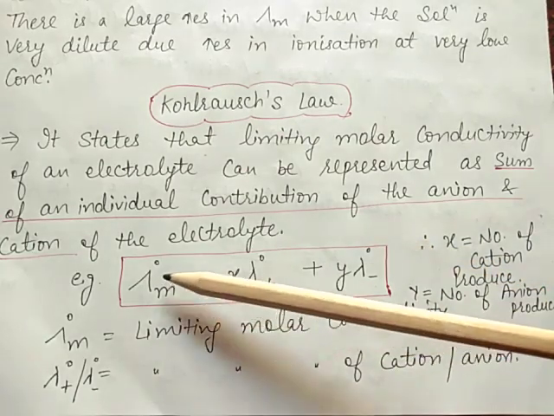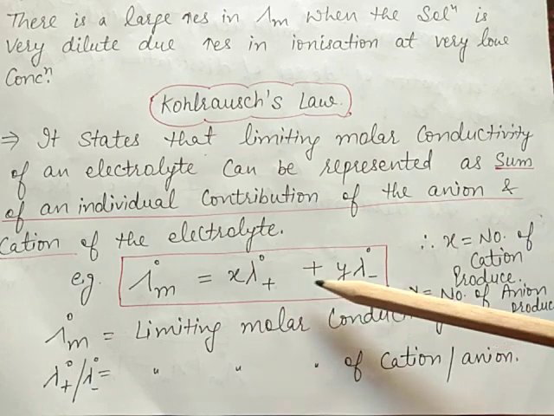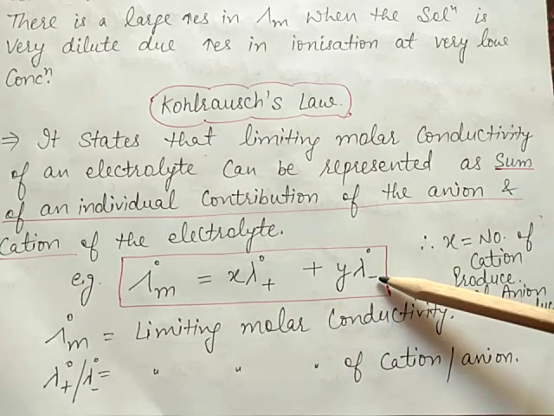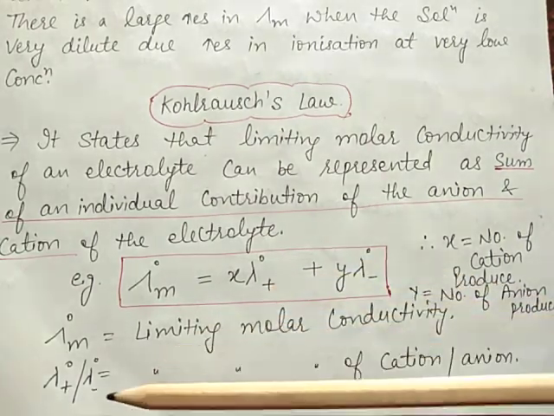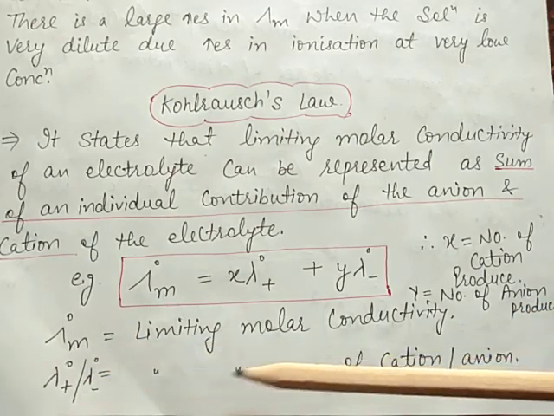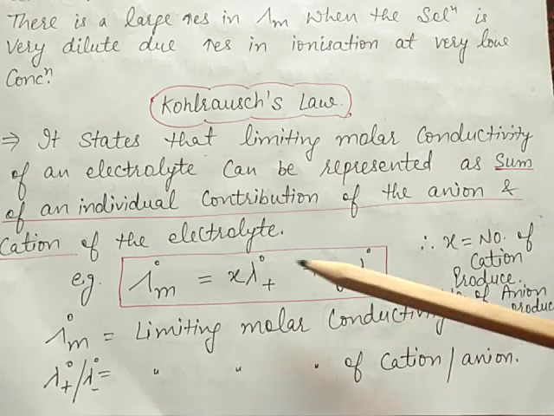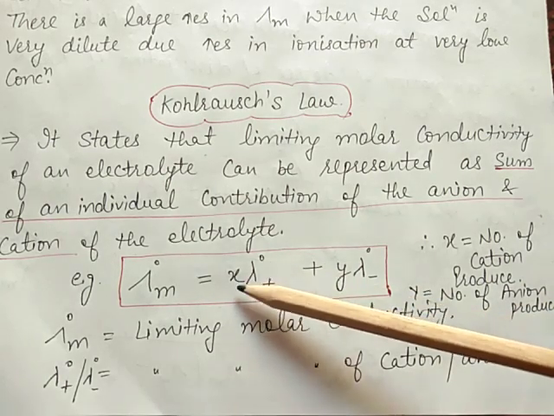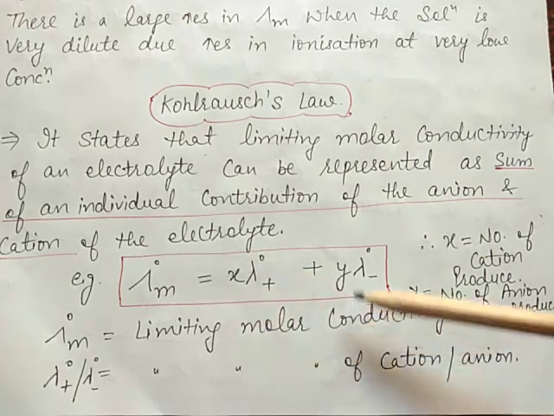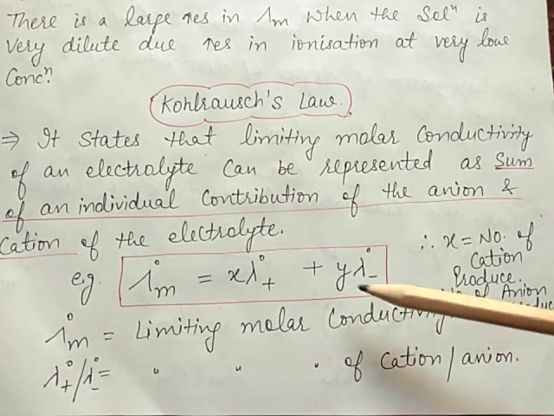It means the limiting molar conductivity is equal to lambda naught cation plus lambda naught anion, where lambda naught plus and lambda naught minus are the limiting molar conductivities of the cation and anion, where X is the number of cations produced and Y is the number of anions produced.